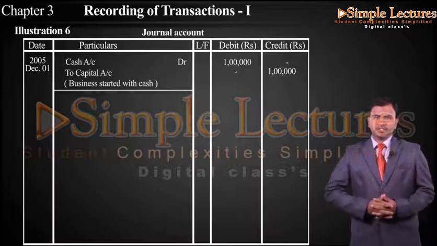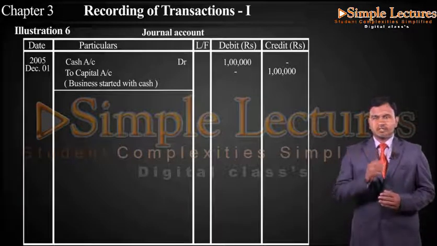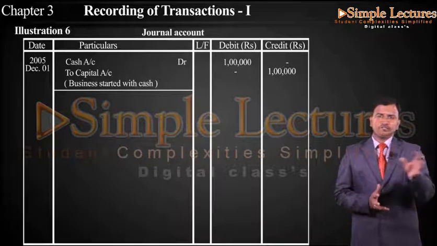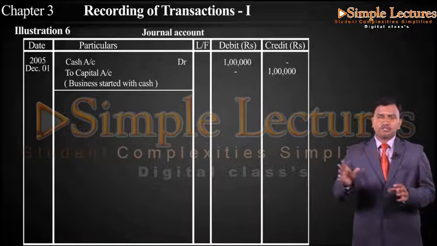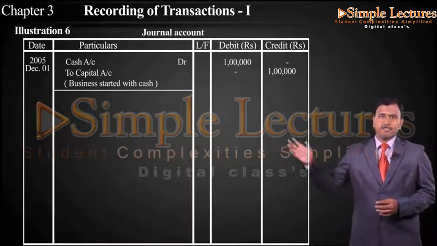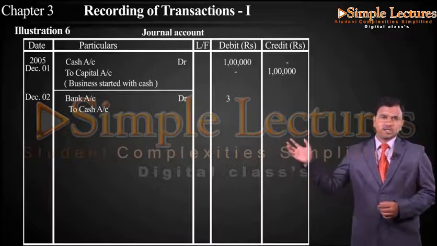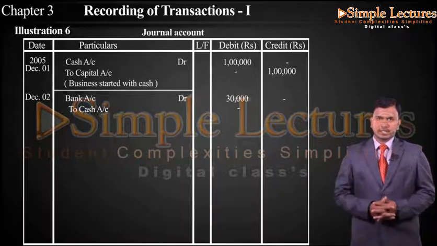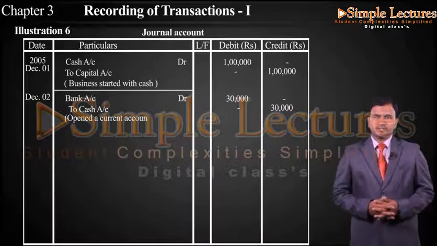Let us take the next transaction which we have on December 2nd. Opened a bank account with SBI. The amount is 30,000. So, here we are opening a bank account. On one side the amount was deposited into the bank and on the other side the cash was going outside the business. Let us see the journal entry for this. Date December 2nd, bank account debtor to cash account, 30,000 debit, 30,000 credit. Narration: being an account opened with SBI.